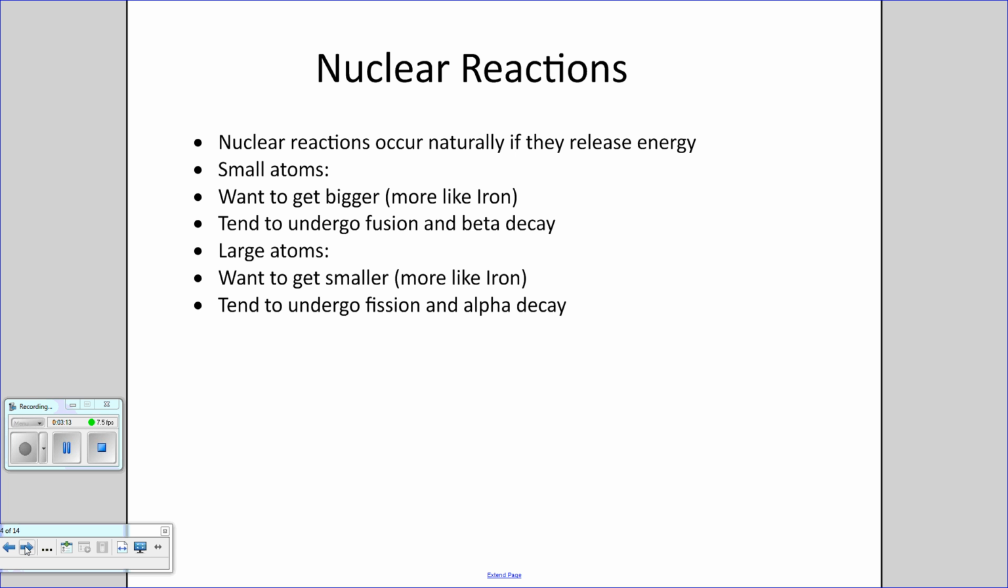Fusion and beta decay. Hydrogen and hydrogen, they have 1 and 1, they're very small. They want to get bigger. So they go through fusion and fuse together. Fusion, you fuse together and become bigger. And you end up with an anti-beta particle left over. Beta decay, a beta particle is an electron.